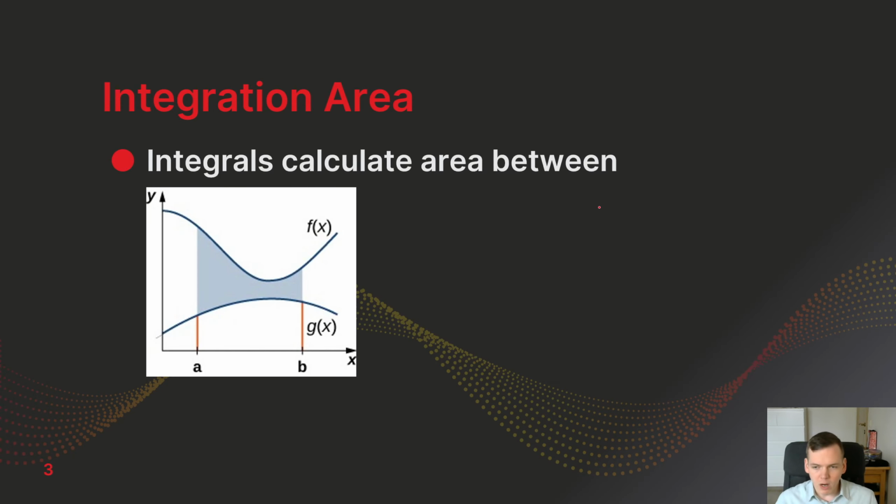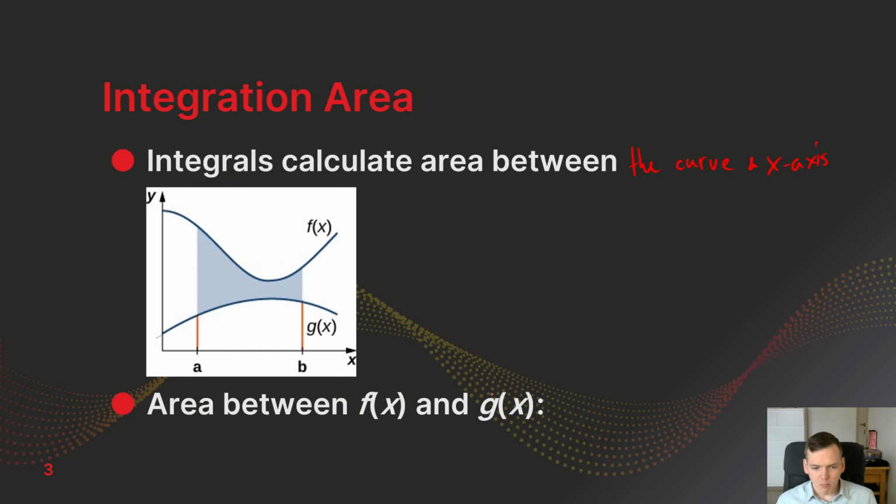So we already know that integrals calculate the area between the curve and the x-axis. That's what we've talked about. But if we want to find the area between, say, f and g, we can do that by calculating it as the integral from a to b of f of x minus g of x dx.